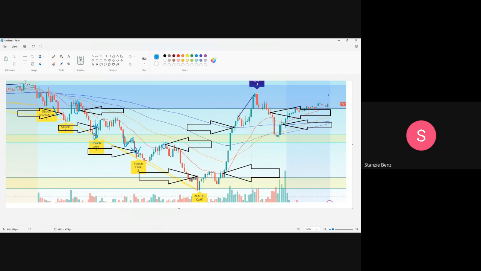Test, red candle closed out. Wait, hold on. This one might be. Yeah, this is right. So technically, the previous one, the one near the yellow, is that right? This one? Yeah, that one. Yeah, that's correct.